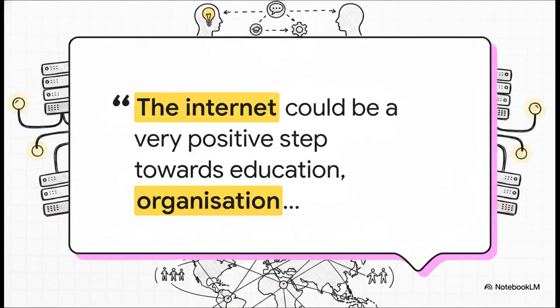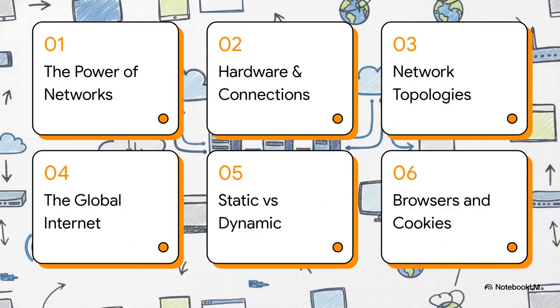Now, before we get totally buried in the technical jargon of cables, routers, and code, let's look at this quote from Noam Chomsky. It's a great reminder to set a human tone for our exploration, because at its absolute core, before anything else, networks are fundamentally about connecting people and society. All of this incredible technology was built to share information, to organize, and to educate. Keep that in the back of your mind as we figure out how the machines actually pull this whole thing off. Okay, let's dive into this.